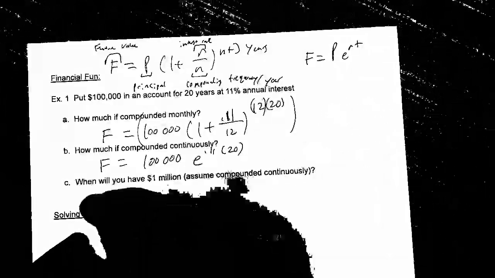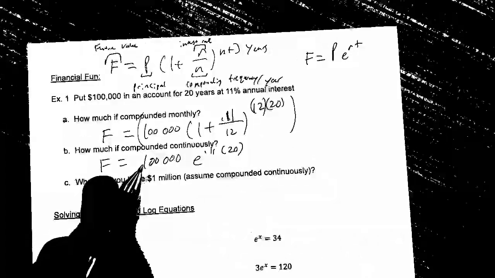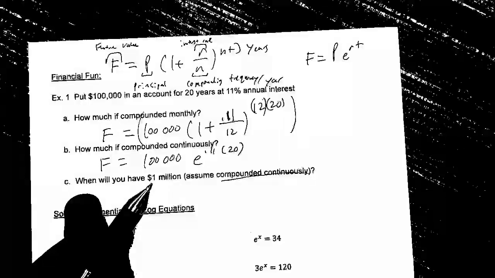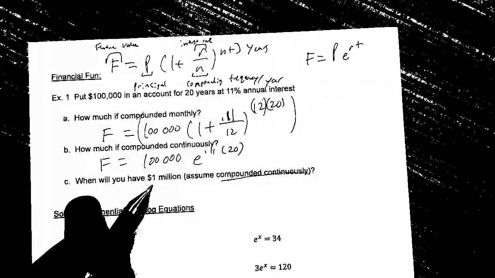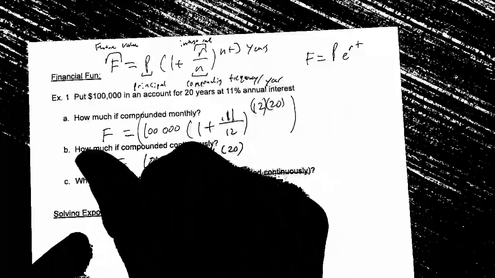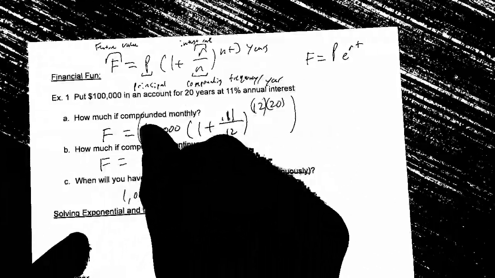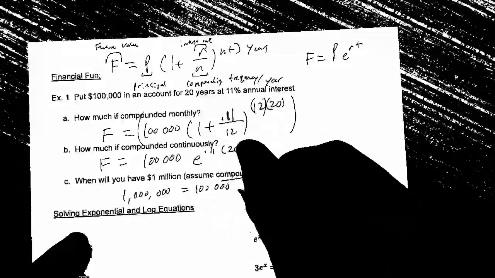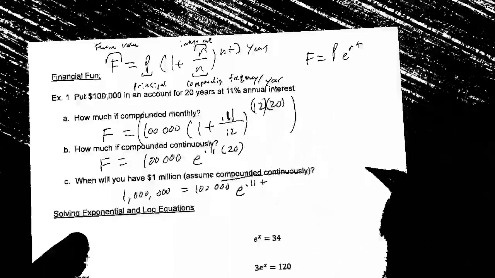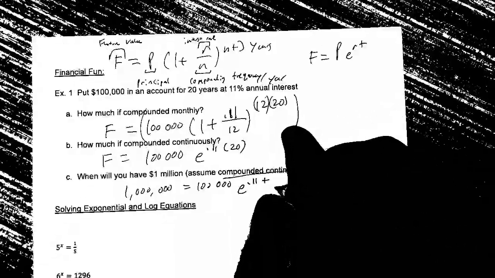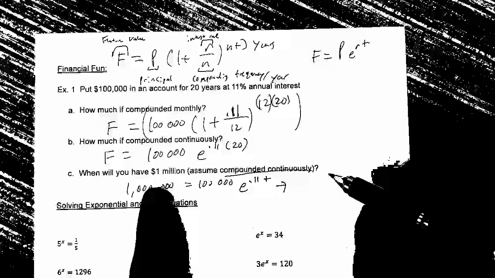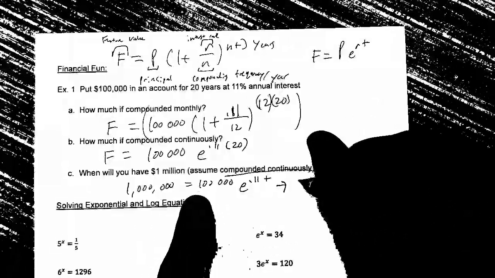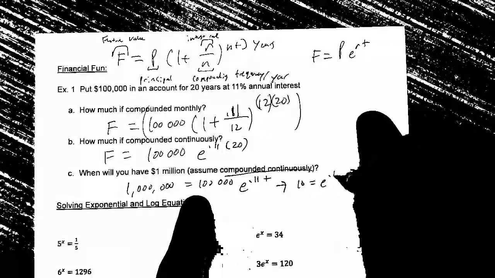When do we have $1 million? That means that you know the future value, but what's unknown here, since it's asking when, is how many years. So 1 million equals 100,000 e to the 0.11 times t. And then we're going to solve for t. So first step here would be to divide both sides by 100k. And so we'd get 10 equals e to the 0.11 t.